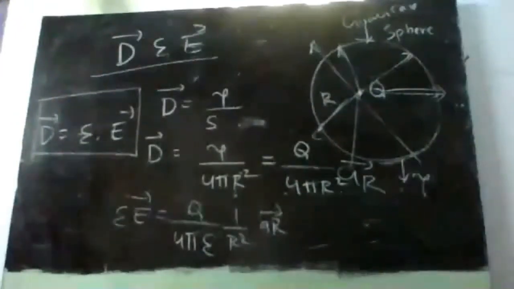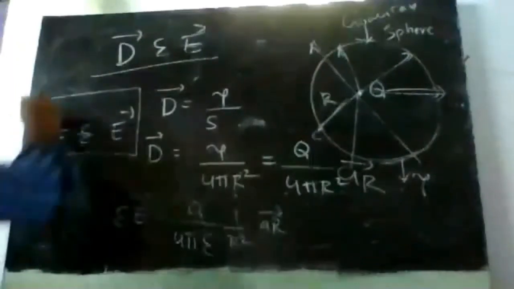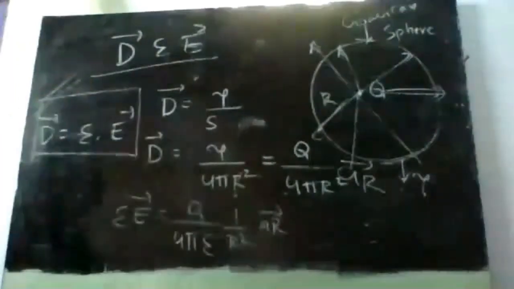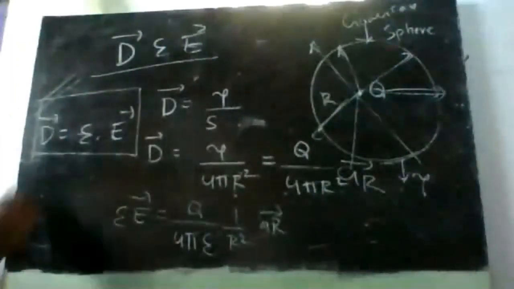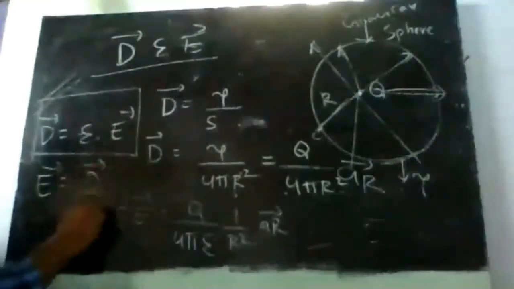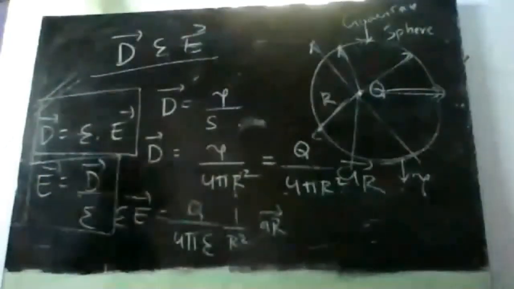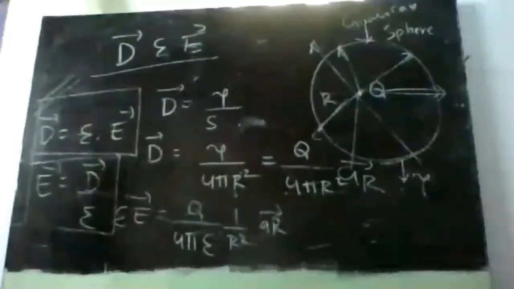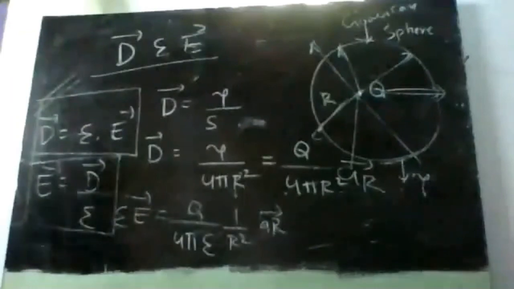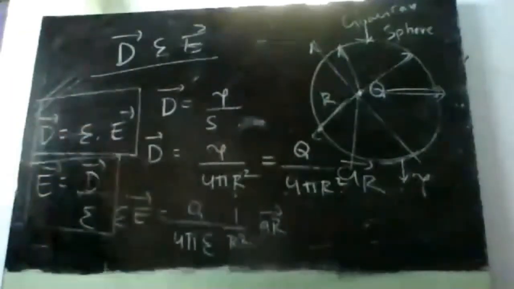I hope I'm clear. It's a simple concept. This derivation will not be asked anywhere; the only thing is we have to remember this relation. If I know D bar, I can calculate E bar as D bar by epsilon. With these two relations we can interchange them and use them. So if we calculate D bar we can calculate E bar, or if E bar is known we can calculate D bar.